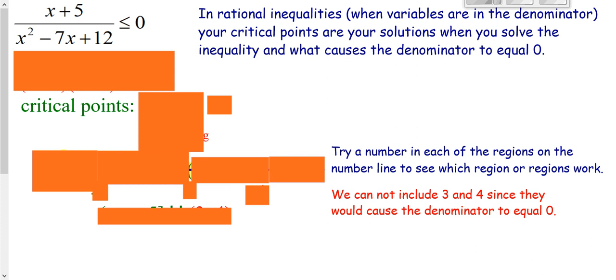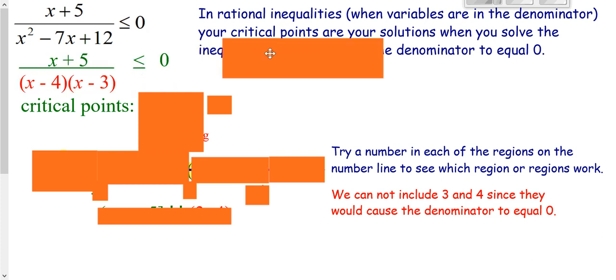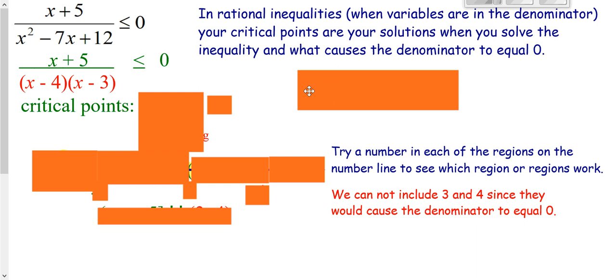So what happens when you have variables in the bottom? Well, you're going to solve the inequality like you normally would. You're going to treat it like an equal sign. You're going to see what causes the bottom to be 0 and what causes the top to be 0, since we have a 0 over here. So the bottom factors, and you're going to get the critical points from what causes the bottom to be 0, which would be 4 and 3.